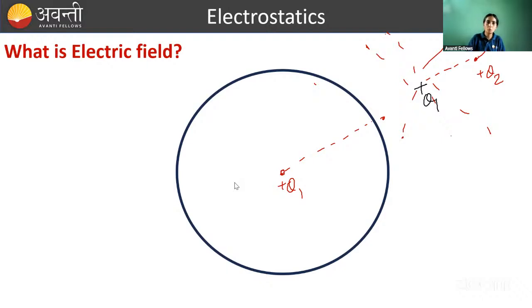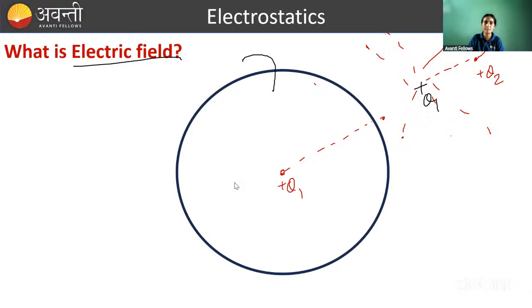Done it? So there is a certain influence of Q1 in its surroundings. And to show that same influence, we use the term electric field. So we will say that because of charge plus Q1, there is an electric field in that region, and because of that field, plus Q1 is interacting with other charges which enter its surroundings.